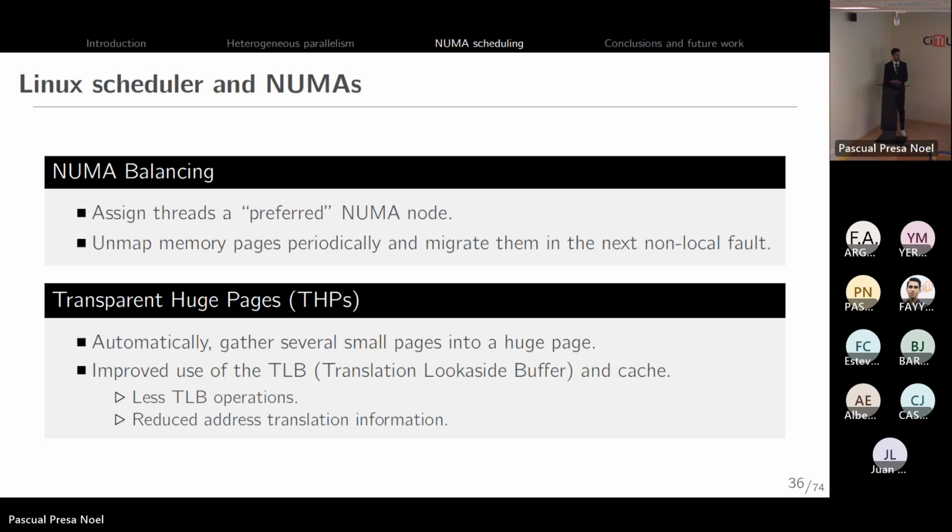The other important patch related to NUMA systems is the transparent huge pages patch. With this one, the system automatically gathers several memory pages into a single huge page. And with that, we improve the use of the translation look-aside buffer and the cache memories. Note that we can combine both patches. So there can be a case where the NUMA balancing patch migrates transparent huge pages.